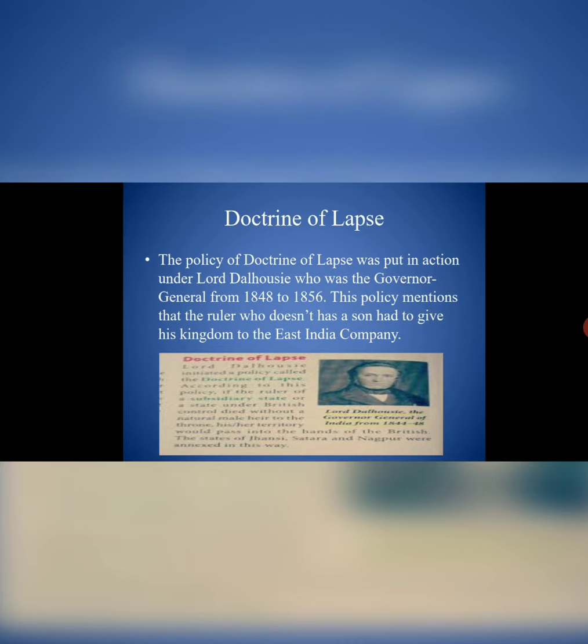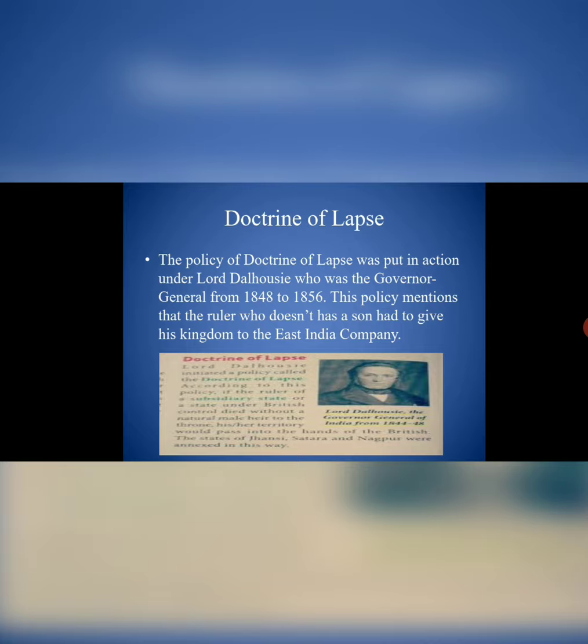Doctrine of Lapse. The Doctrine of Lapse was put in action under Lord Dalhousie, who was the Governor General from 1848 to 1856. This policy mentions that if the ruler doesn't have a son, then the ruler will have to give his kingdom to the East India Company. Means that if a ruler doesn't have a son, means if the ruler has a daughter or has no child, then his state, or his kingdom, will be given to the East India Company.